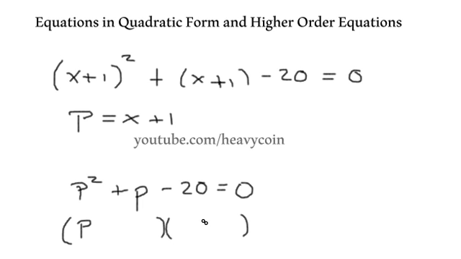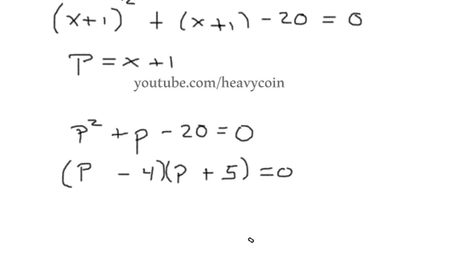Two numbers that multiply together to give us 20. How about a 4 and a 5? But because we have a plus sign here, we better make that plus here a minus. Right, because we're going to have p times p is p squared, then 5p minus 4p is 1p, and a negative 4 times positive 5 is negative 20. Good. I'm glad we didn't have to use the quadratic formula. This makes things a whole lot easier.